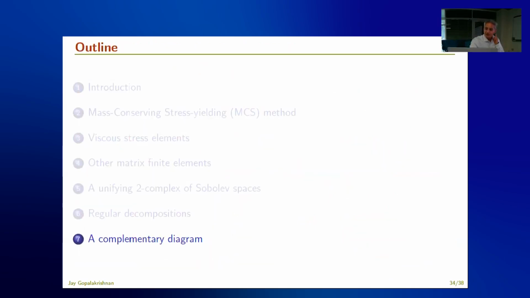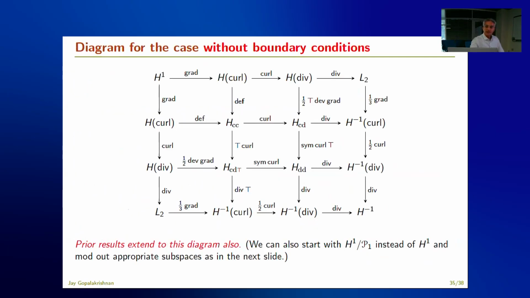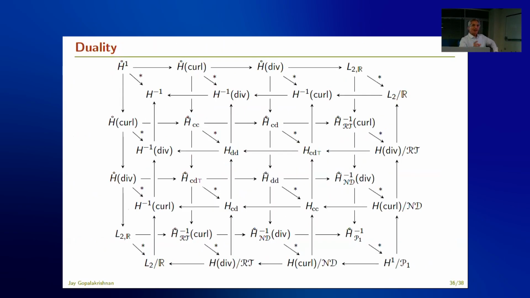Okay, so these are the decompositions we have, and we also had a similar looking diagram for the case without boundary. So the tildes are absent now. You're starting with H1. There's no 0 on top. This diagram also commutes. The paths are 2 complexes, and all the previous properties hold. And I'm mentioning this because there's a very interesting connection between the 2 diagrams, the one with the boundary condition and the one without the boundary condition. And that's this picture.